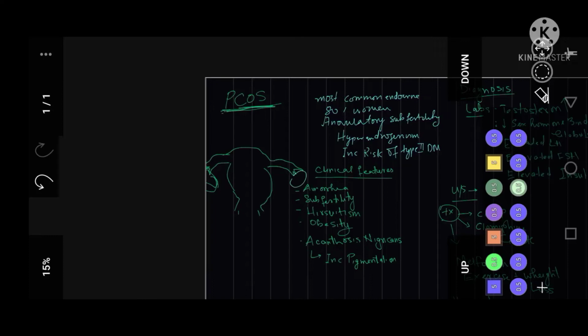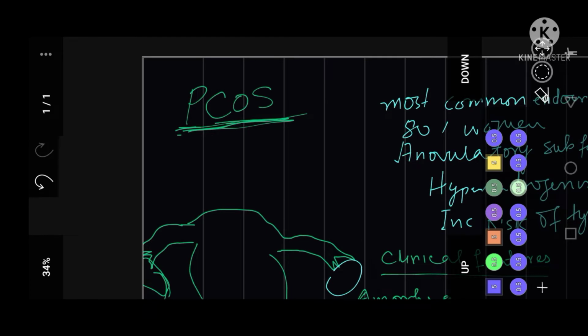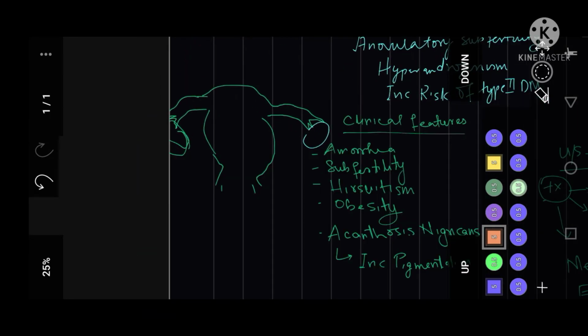So today's topic is polycystic ovarian syndrome. As the word indicates, polycystic: poly means multiple, cystic means cyst, ovarian means ovaries are involved, and syndrome is disease. It means multiple cystic disease occurs in the ovaries of the female patient. So that is known as polycystic ovarian syndrome.